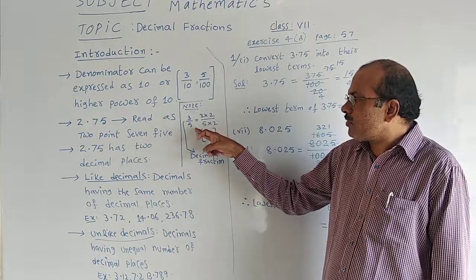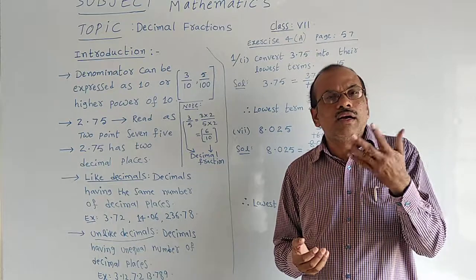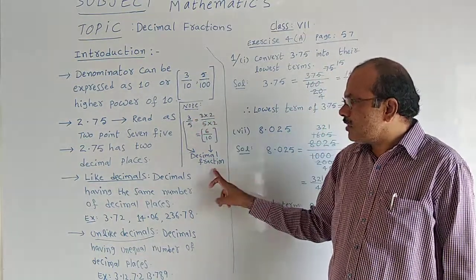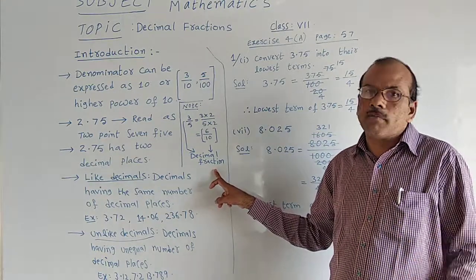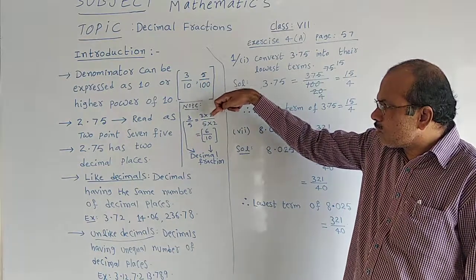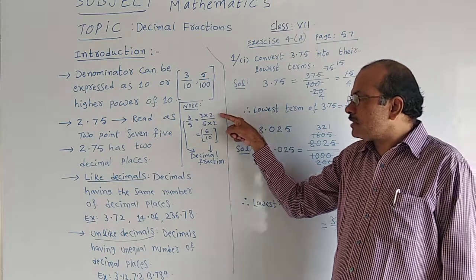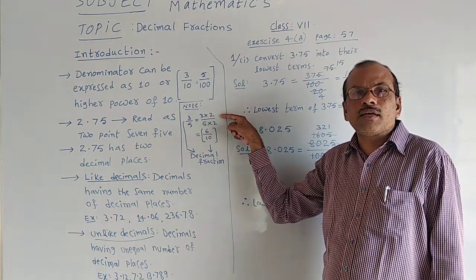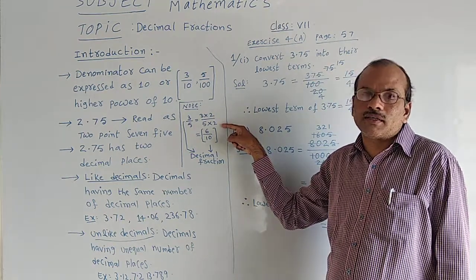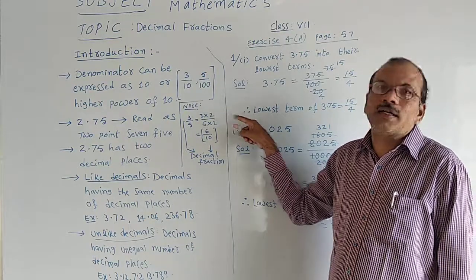Here 3 by 5. 3 by 5 does not have in its denominator 10 or 100 or 1000. But still 3 by 5 is called a decimal fraction or decimal number. Why? Because 3 by 5 can be written as 3 into 2 by 5 into 2. The same number I have used in the numerator to multiply, I have used in the denominator to multiply.